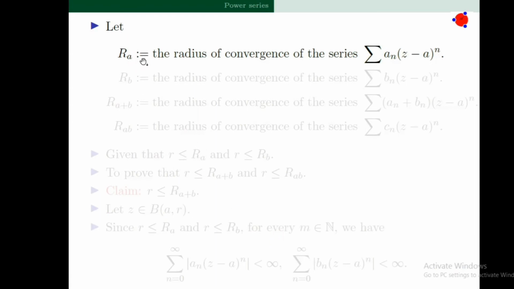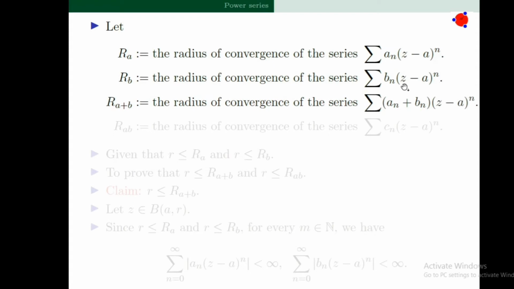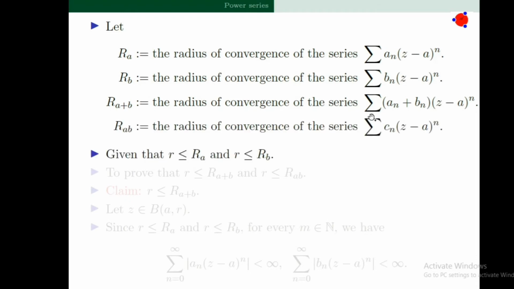So assume that Ra is the radius of convergence of the power series sigma an (z minus a)^n, and Rb is the radius of convergence of the power series sigma bn (z minus a)^n, and R(a+b) is the radius of convergence of the sum of these two power series, that is sigma (an plus bn)(z minus a)^n, and Rab is the radius of convergence of the Cauchy product of the given power series.